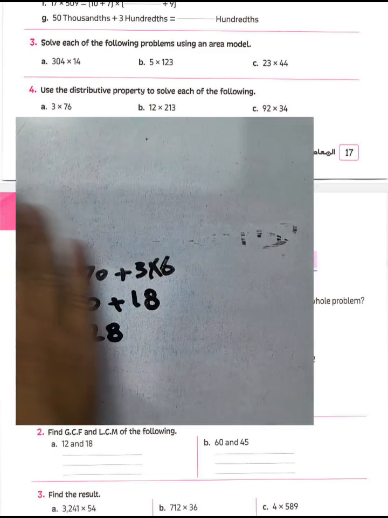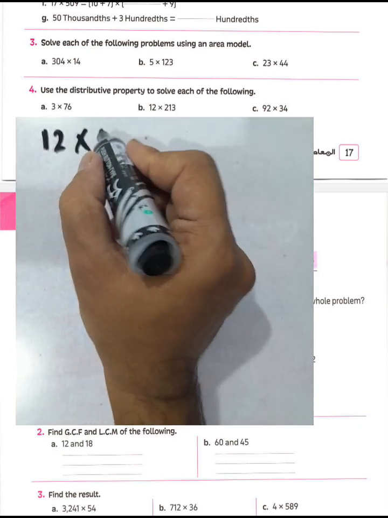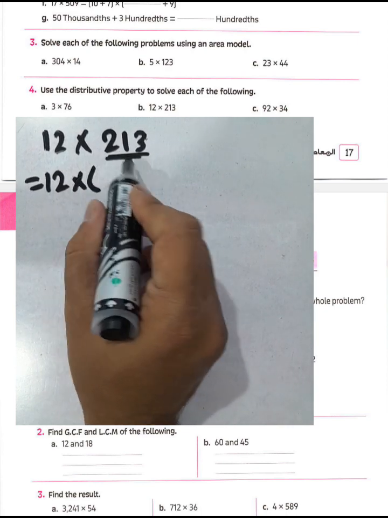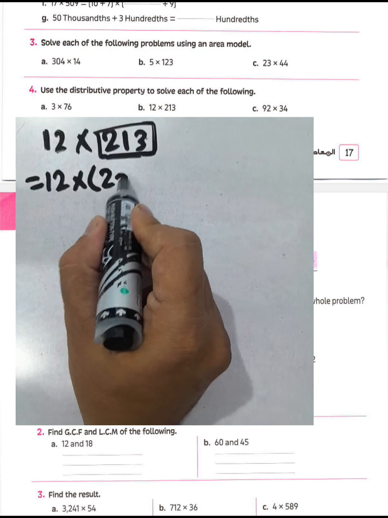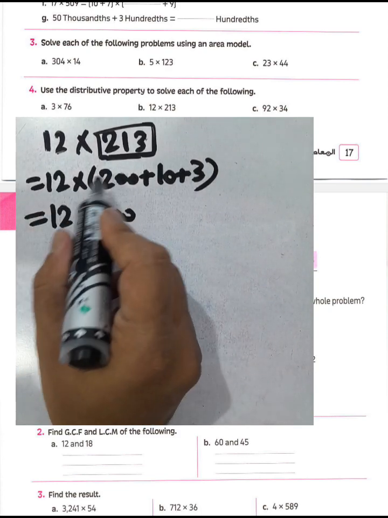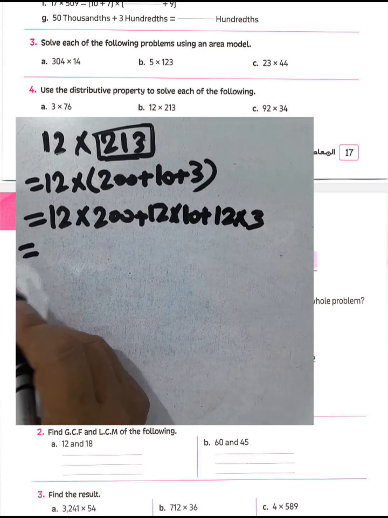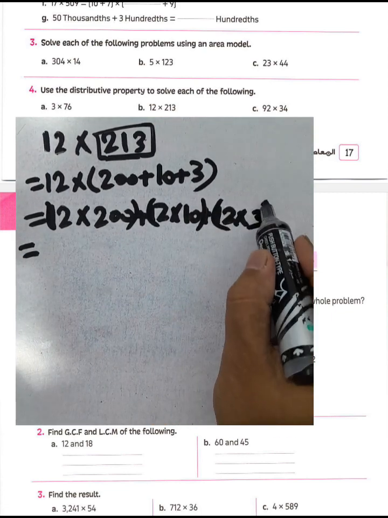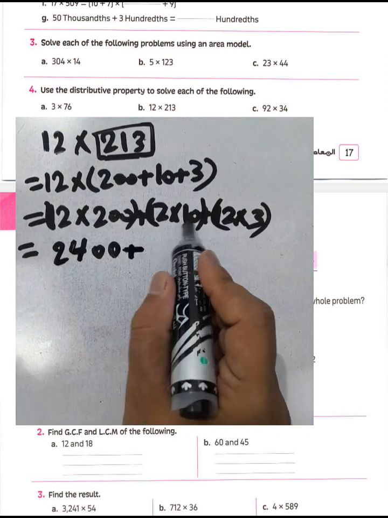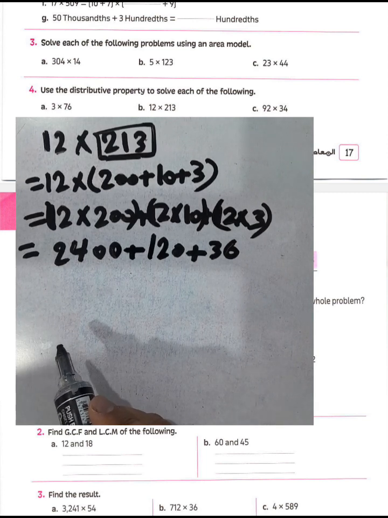Letter B, 12 times 213. You can write this number in expanded form: 200 plus 10 plus 3. Then write 12 times 200, 12 times 10, and 12 times 3 using the distributive property, and draw the brackets here. Understood? 12 times 200 is 2,400, since 2 times 12 equals 24. 12 times 10 equals 120. 12 times 3 equals 36. And then you can add the results here.